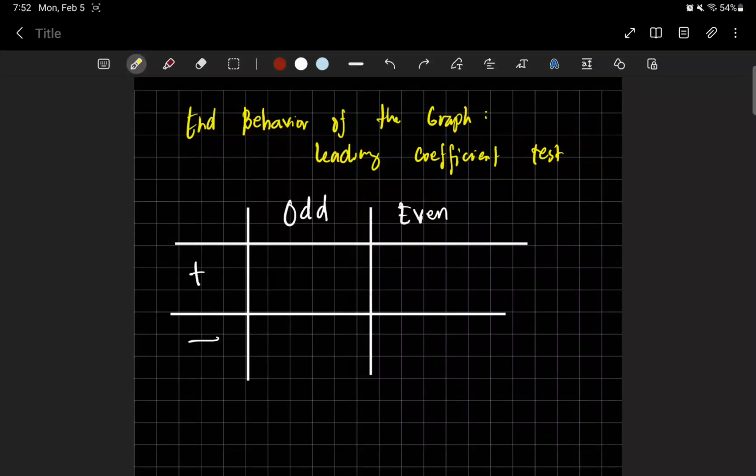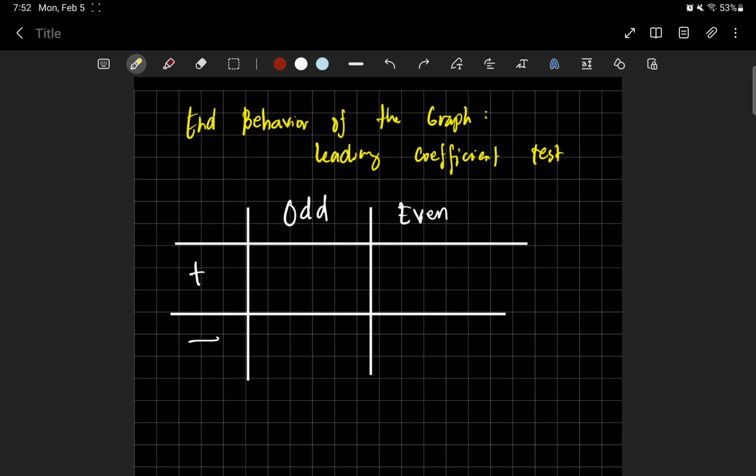Hello, grade 10. For today, I'm going to have our discussion on the end behavior of the graph, the leading coefficient test. This will help us determine the end behavior of a graph, given the polynomial function, as x increases or decreases without bound, without graphing it in a Cartesian plane.